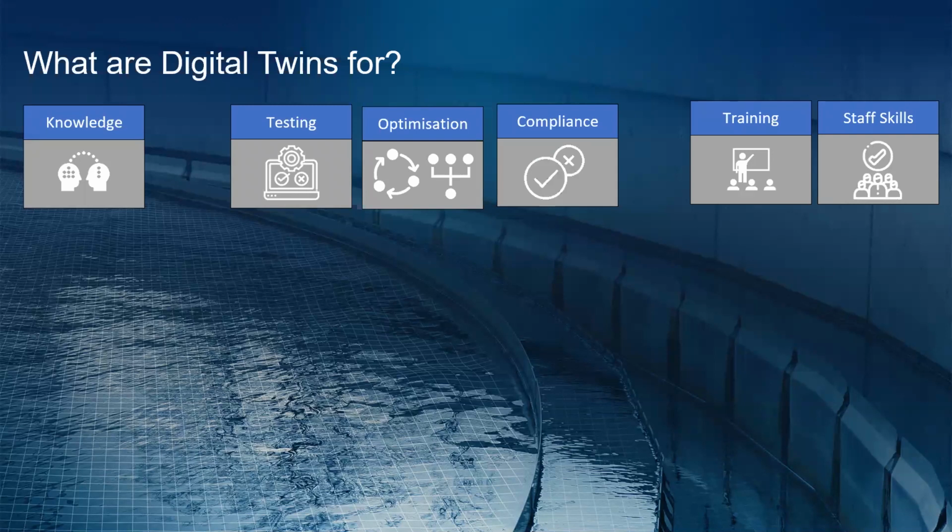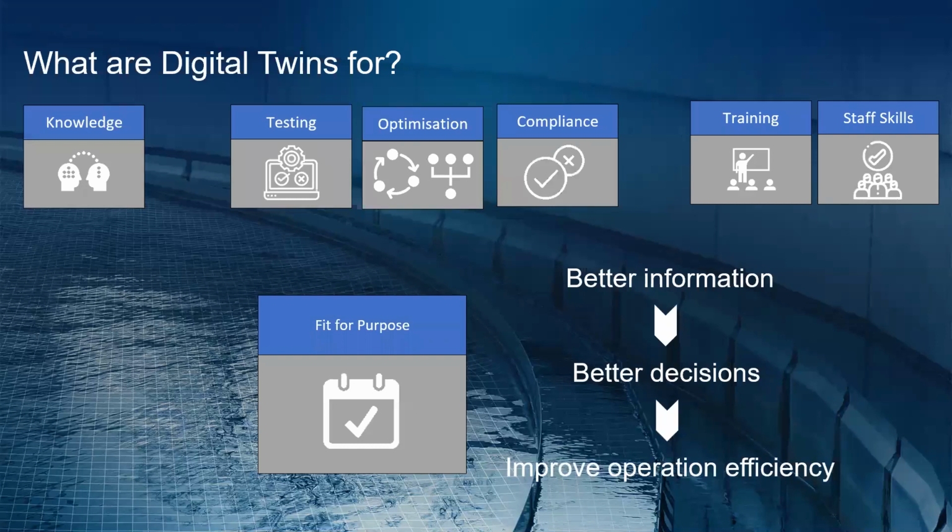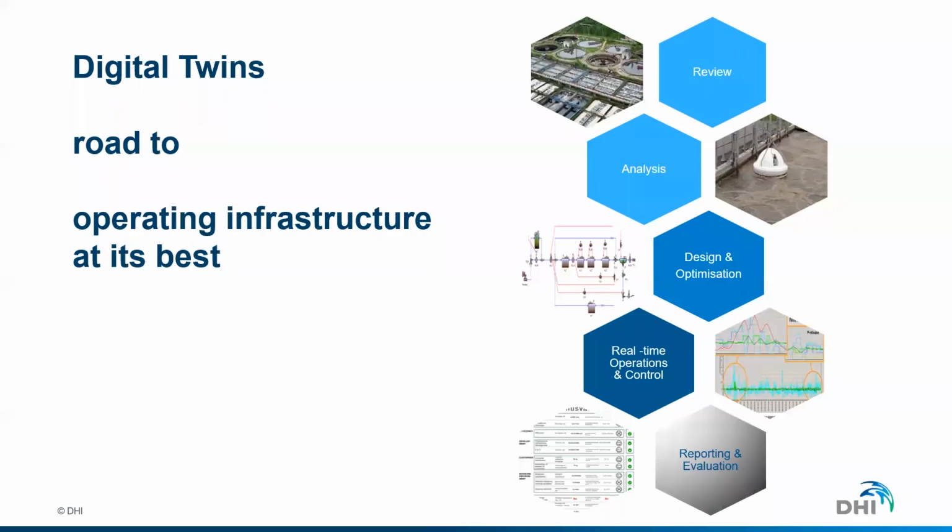To achieve all of these goals, digital twins must be fit for purpose. They must be built to fit the purpose. That means they are co-created with those who are going to use them afterwards. Otherwise, the future use of these digital replicas or digital twins is very difficult, because the people who are going to use them later, I mean the users, are not really engaged with the development process of those digital twins. To do it, we offer, and this is our approach, to develop these systems step by step, and this is what we call the road to operating infrastructure at its best.